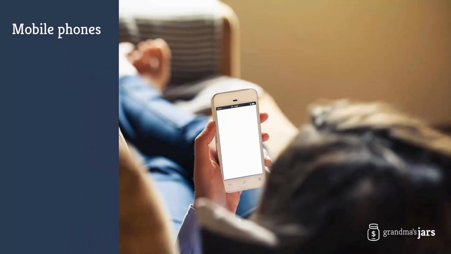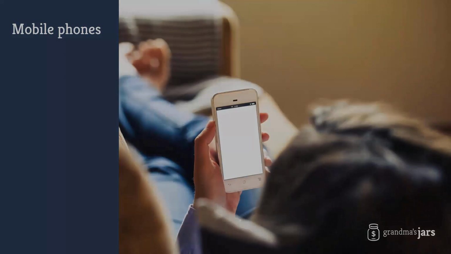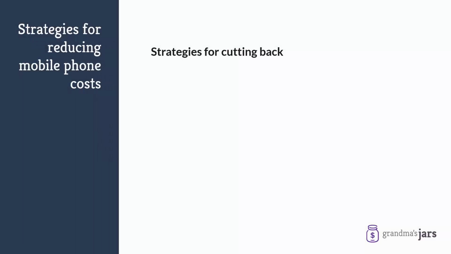The last area of overexpenditure I will discuss in this tutorial is mobile phones. For an expense that didn't even exist 15 to 20 years ago, it is scary how much we now spend on our mobile phone plans. Here are some strategies to consider for keeping the cost down.